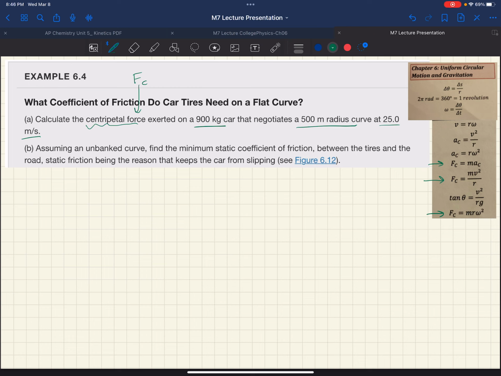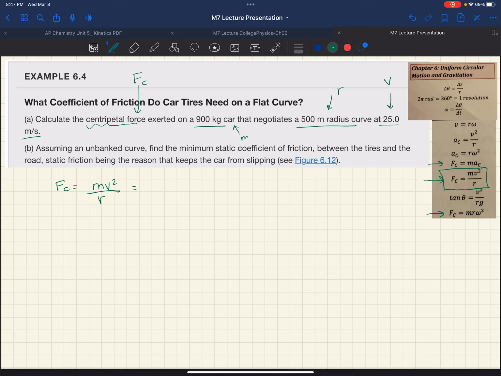So which of these is going to help us answer this question? Let's think about what we have. We have our radius, we have our mass, and 25 meters per second, that indicates velocity. So it's going to make the most sense for us to use this equation right here. Let's write that down. Fc equals mv squared over r. Well, this one's pretty straightforward because we have all of these pieces of information. So let's plug in and solve.